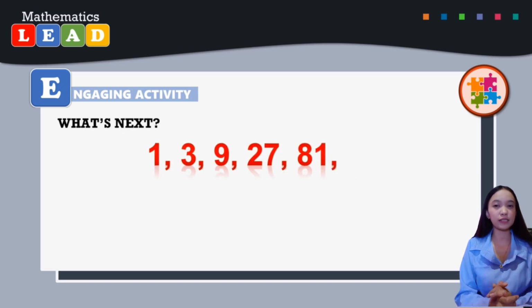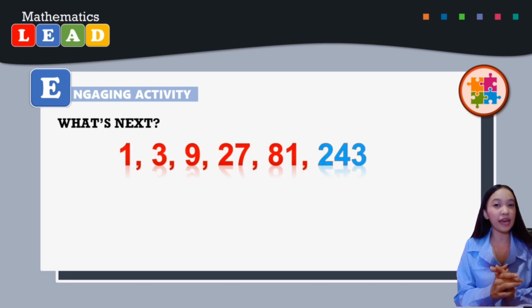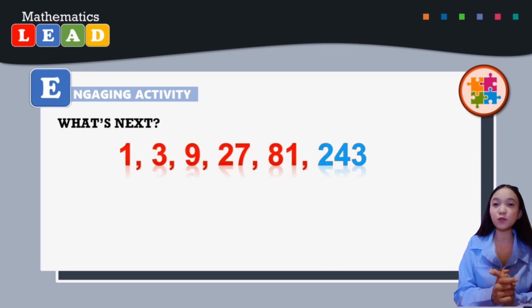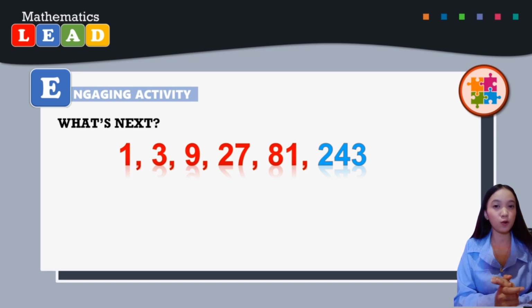Okay, next. What will be the next number if we have here 1, 3, 9, 27, and 81? What do you think is the next number? Okay, correct. The next number is 243. So, we have here 1, 3, 9, 27, 81, and 243.